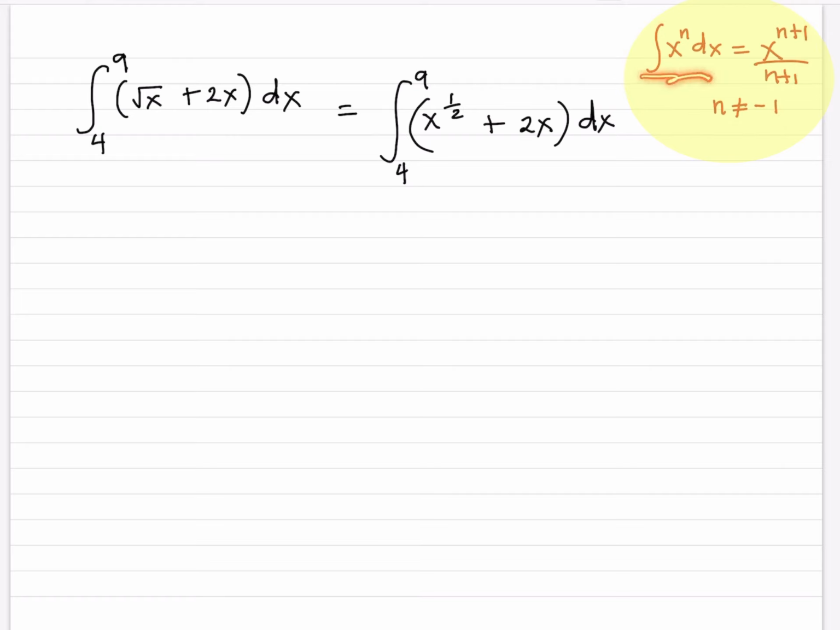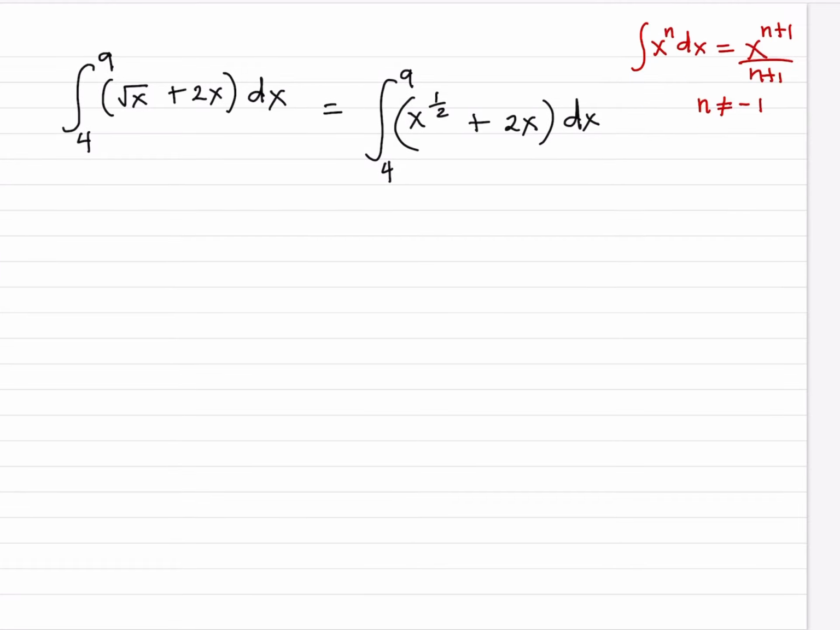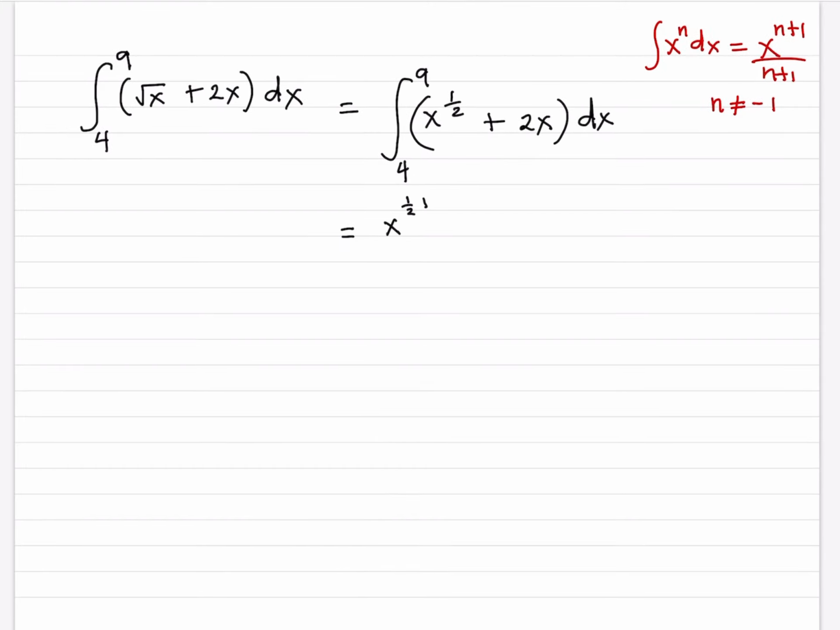But this is the power rule for integration. Integral of a power, x raised to n dx, is equal to x raised to add 1 to the exponent over exponent plus 1, provided that it satisfies the condition n is not equal to negative 1. So we now apply the rule to this. Applying the rule, this now gives x raised to 1/2 plus 1 over 1/2 plus 1, plus 2 x raised to 1 plus 1 over 1 plus 1, evaluated from 4 to 9.